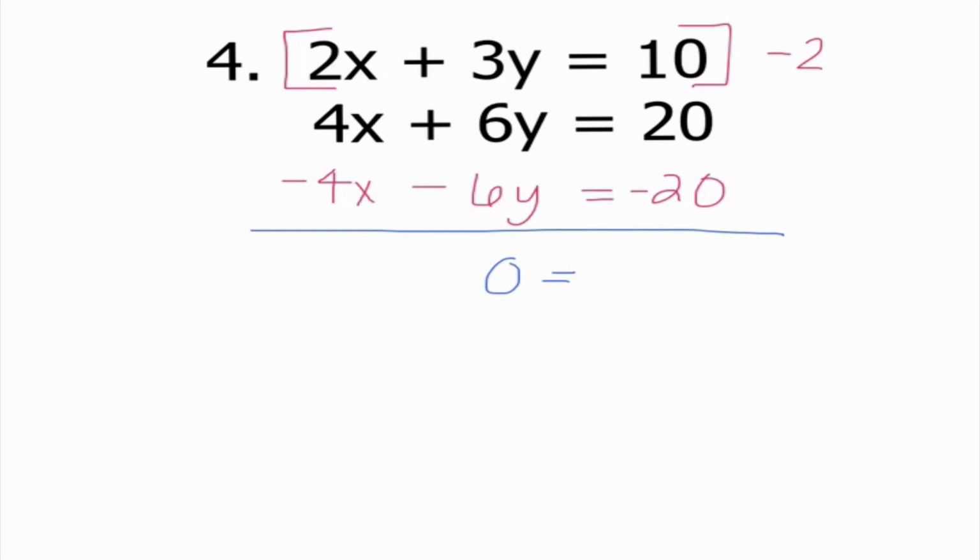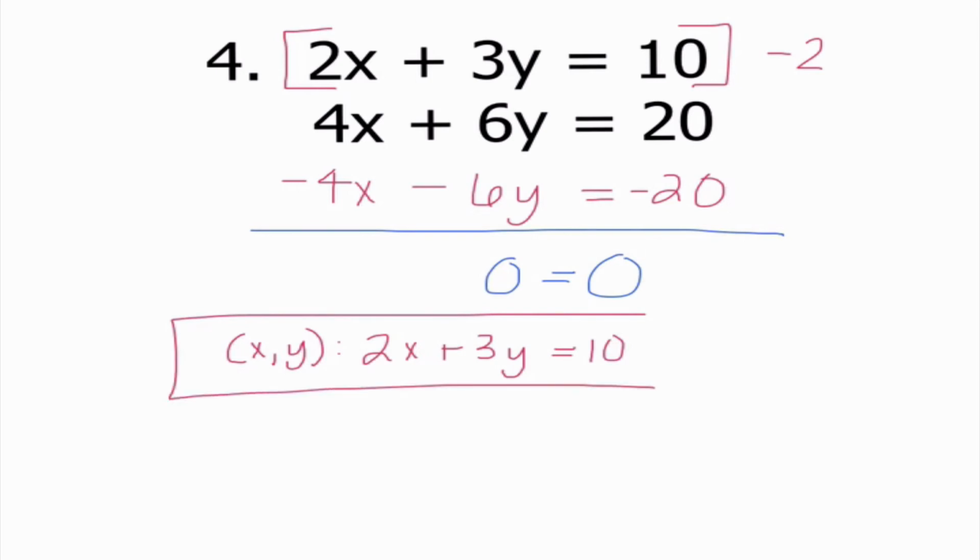Let me erase that. There we go. 0 equals 0. So in our last lecture, we said when our variables cancel, we need to ask ourselves, is this true? Yes, this is true, which means they are the same line. So my answer is going to be all the ordered pairs on the line 2x plus 3y is equal to 10. So really important we understand the difference between our answers if lines are the same versus if lines are parallel.